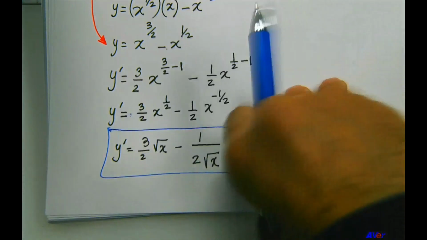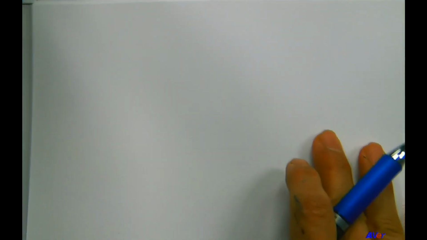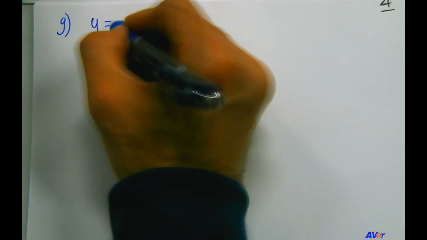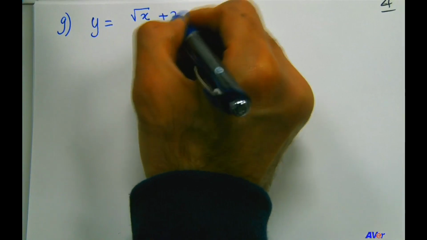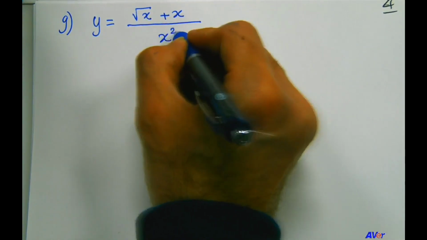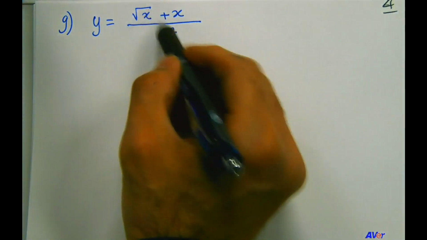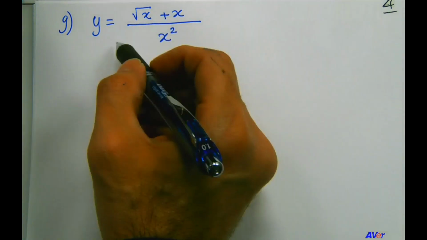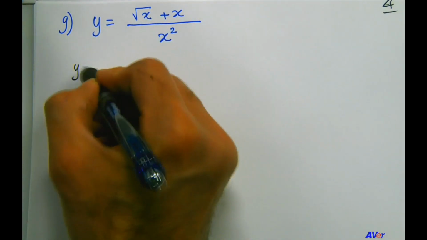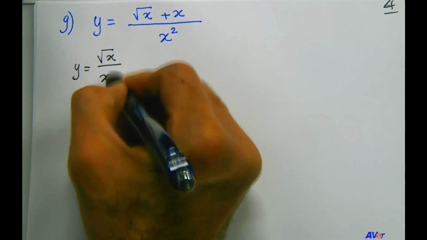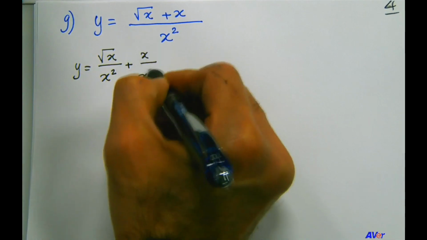So let's do another example. This would be example G, and we have y equals square root of x plus x, divided by x squared. First let's split this into two fractions and combine the x variables. So y is equal to square root of x over x squared plus x over x squared, right?